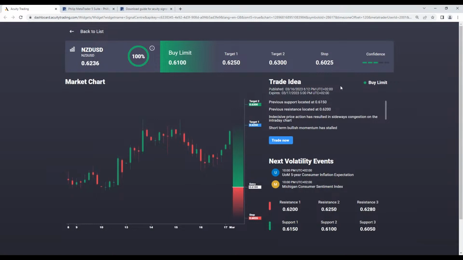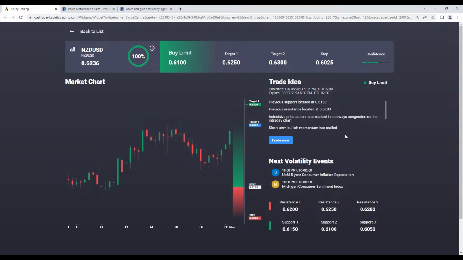Also, if you look at the timing here, it is UTC plus 2. So basically this is the same as our MT5 timing. MT5 timing is also UTC plus 2. Just be aware that the timing on this plugin and the MT5 are synchronized. They are not local time, they are UTC plus 2.